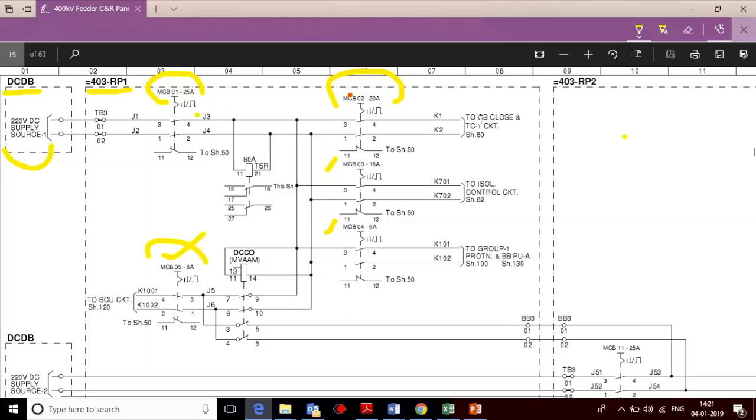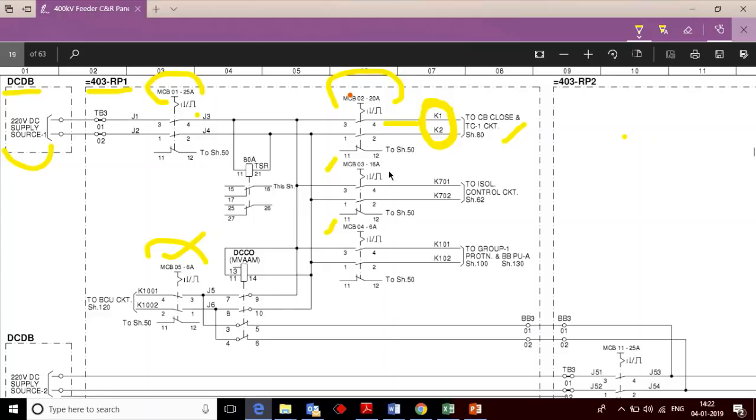Okay, so the first circuit, see here, this MCB02, if you switch on, then the supply will go to this CB close and trip coil circuit. Okay, so this positive and negative will be responsible for closing the breaker and for tripping the breaker, and all the associated circuits connected for the circuit breaker like closing and tripping.